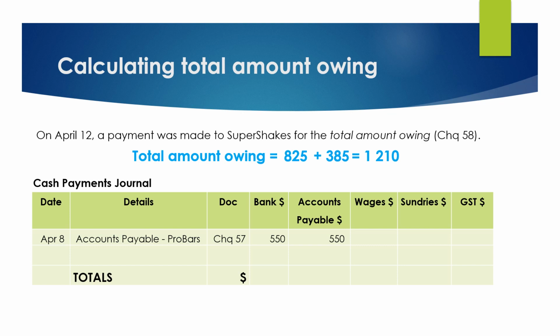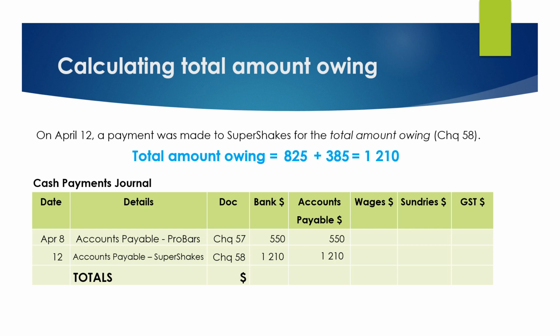As this is a cash payment, we record this transaction in the cash payments journal. So here we go. On the 12th of April, we write in the details as a payment to accounts payable Super Shakes. The document ID is cheque 58. And the total amount paid out of the bank account was $1,210. And as this was a payment for the amount owing to accounts payable, we record the $1,210 in the accounts payable column.